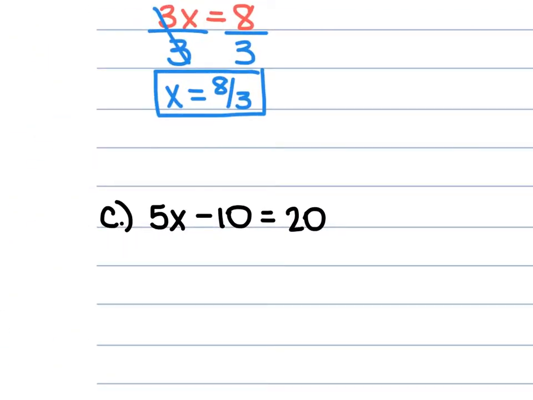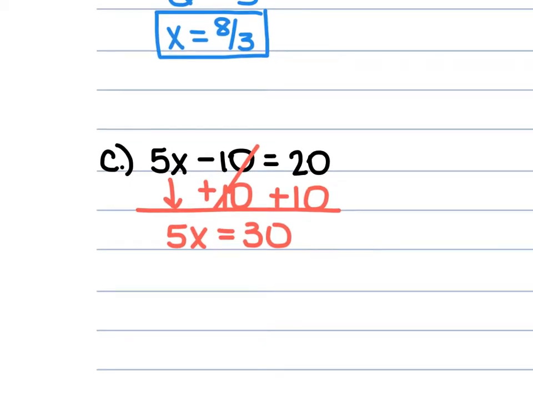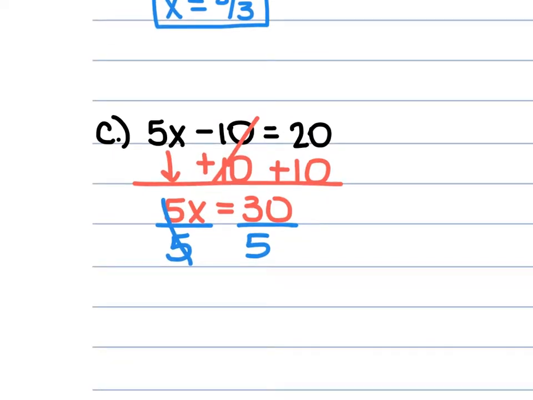If we look at C, we have 5x minus 10 is equal to 20. We're going to get the 5x by itself first. And we're going to add 10 to both sides. We're left with 5x is equal to 30. Again, we didn't use that 5x. That's why we're dropping it down. From there, get the x by itself. Divide each side by 5 since it's being multiplied by 5 now. And you want to do the opposite of multiplication. So x is equal to 6.